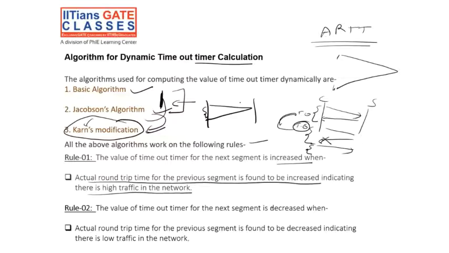Another rule is that the value of the timeout timer for the next segment is decreased. Now the timeout we are decreasing, not increasing. In what case? When the actual round trip time for the previous segment is found to be decreased, indicating there is low traffic in the network. So if your actual round trip time is less than whatever the current timeout is, then the next timeout will also be decreased. That's the meaning: there is less traffic in the network. So this way we calculate.